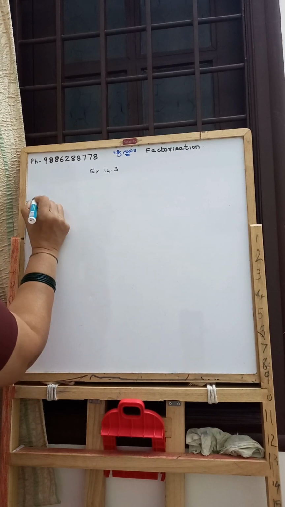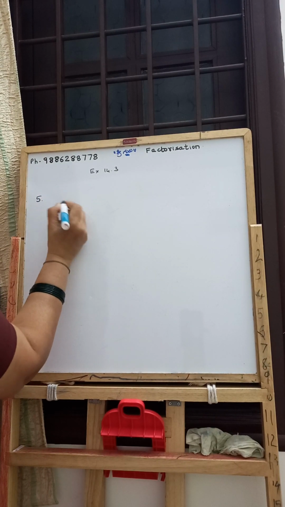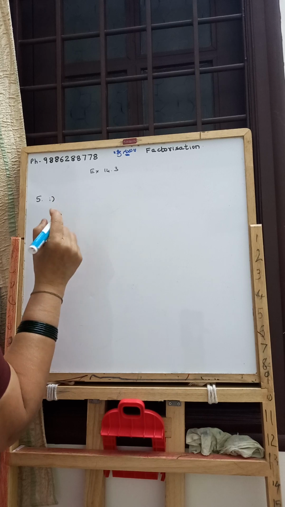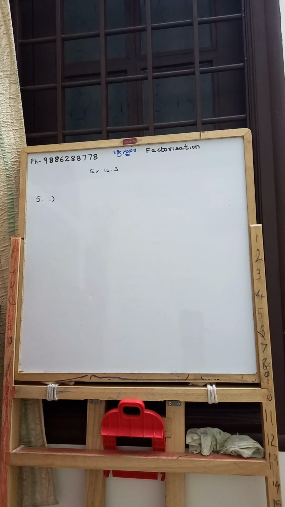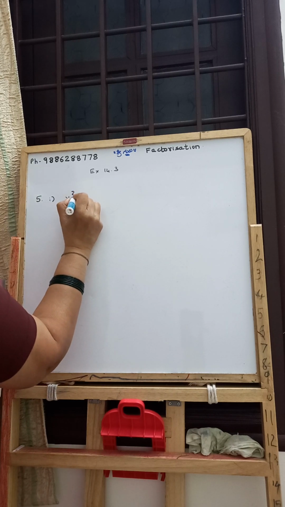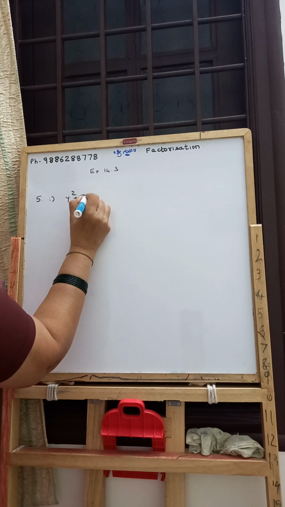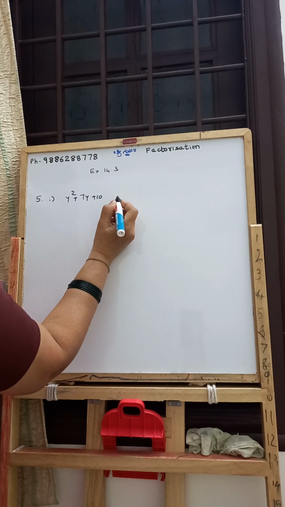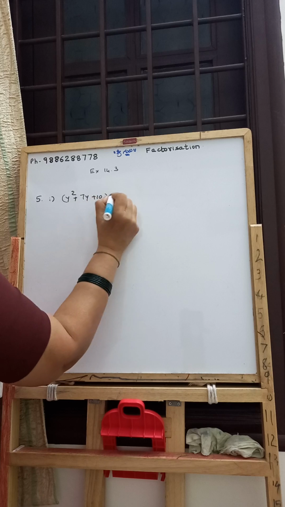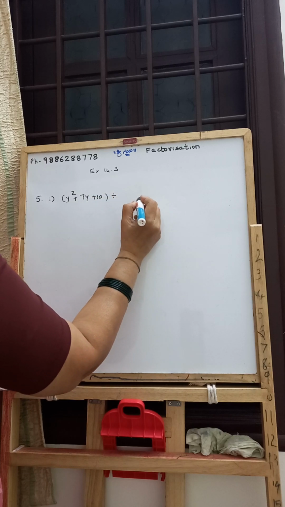Now the fifth main. First one. Factorize the expressions and divide them as directed. y square plus 7y plus 10 divided by y plus 5.